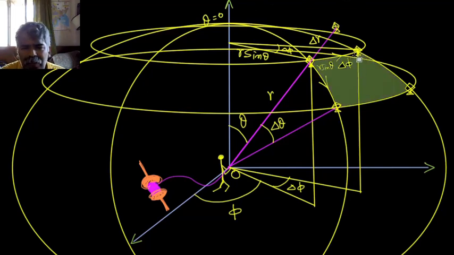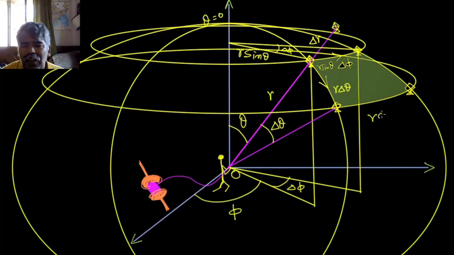So this portion is this area of the circle. And if these are elemental, what is this area? These are orthogonal coordinates, right? What is this length? This angle is delta theta, so this arc length is not r delta theta. This is r delta theta, and this is r sine theta delta phi.